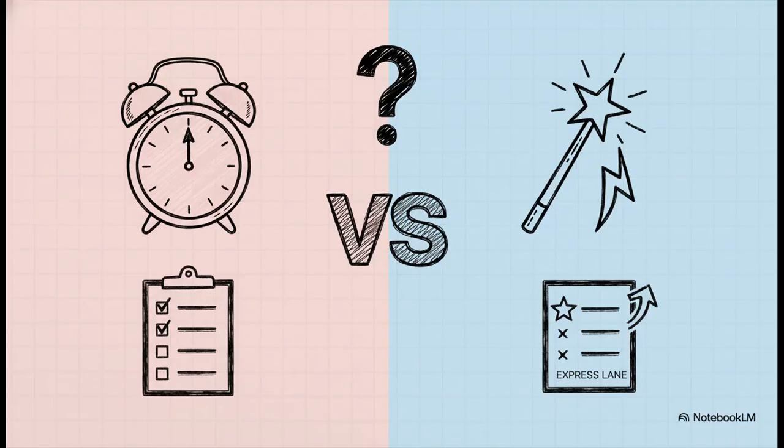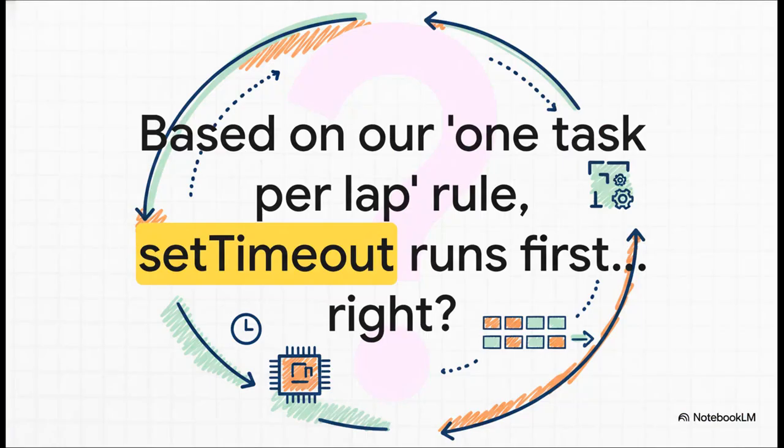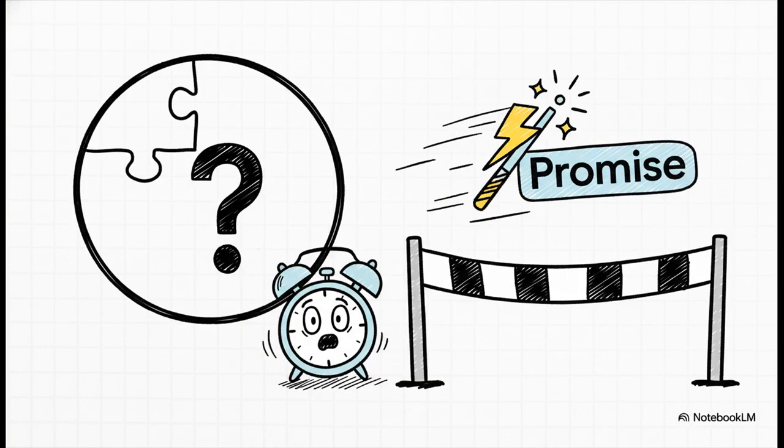All right, pop quiz. Look at this code. We've got a setTimeout, which we now know schedules a macro task. And right after it, we have a resolved promise with a .then callback. So, which one do you think runs first? I mean, based on our simple to-do list model, the setTimeout was scheduled first, so its task should get picked up on the very next lap. Seems logical, doesn't it? And you'd be wrong. If you run this, the console actually prints promise first and then timeout. So what in the world is going on? Clearly, our model is missing a crucial piece.